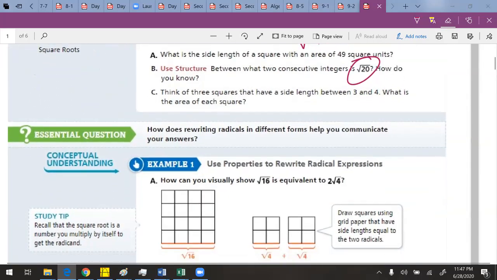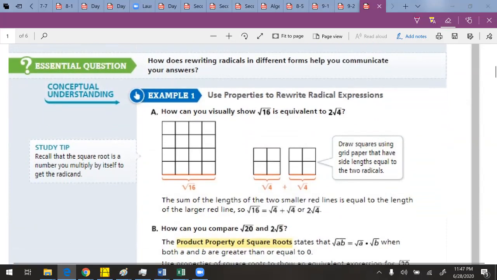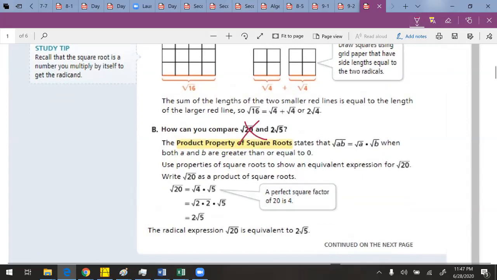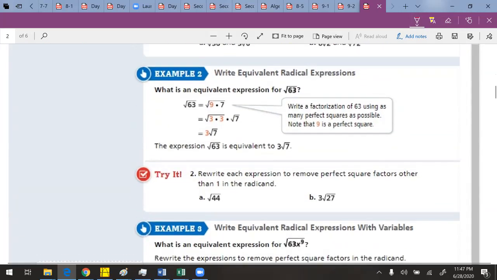Okay, let's do this. How can we visually show the square root of 16 as equivalent to 2 radical 4? Well, how many square roots of 16? If I split them up into 2 squares, we get 2 radical 4. 2 times 2, that's 4, essentially. We're going to skip this. I don't think this is really all that important.